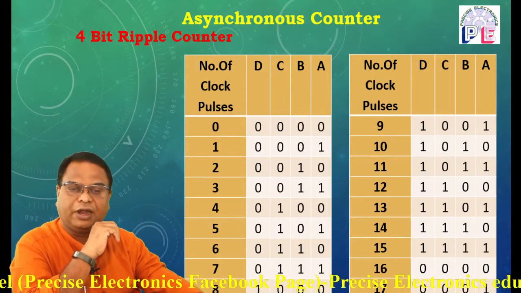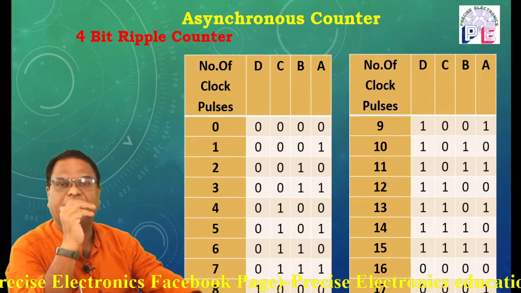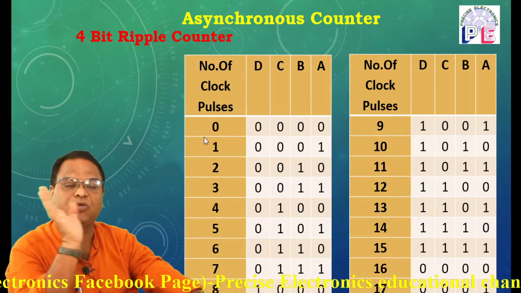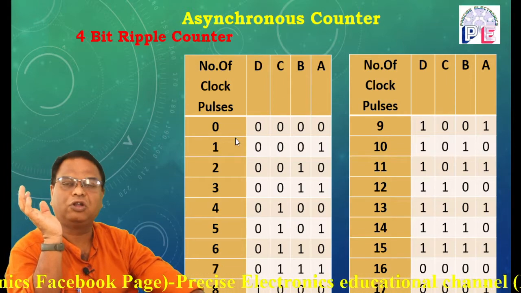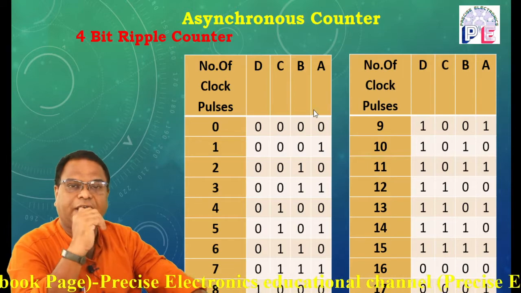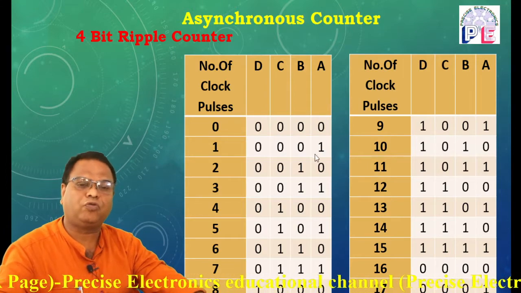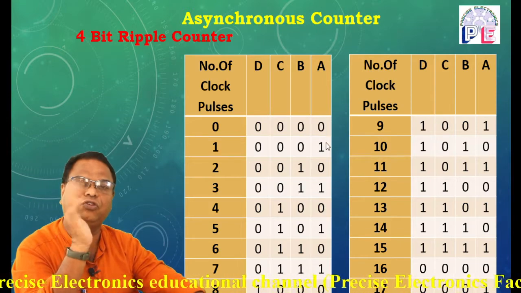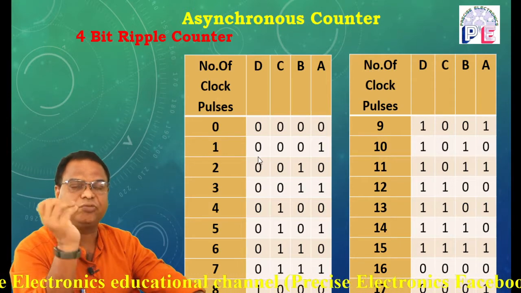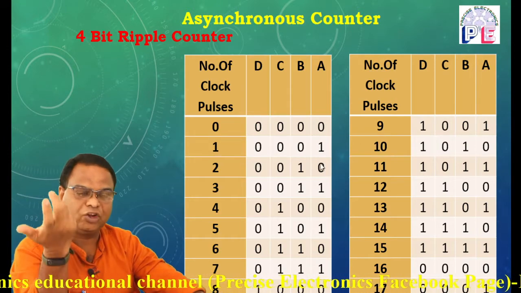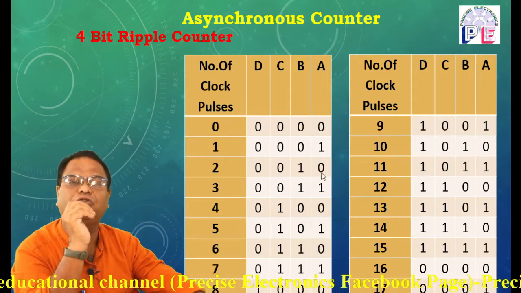So at the first clock pulse, that means at the initial stage, the counter is in reset mode, so the number counted by the counter is 0 0 0 0. At the end of the first clock pulse, the output of counter changes from 0 0 0 0 to 0 0 0 1. At the end of the second clock pulse, the output of counter is 0 0 1 0. At the end of the third clock pulse, the output of counter is 0 0 1 1.